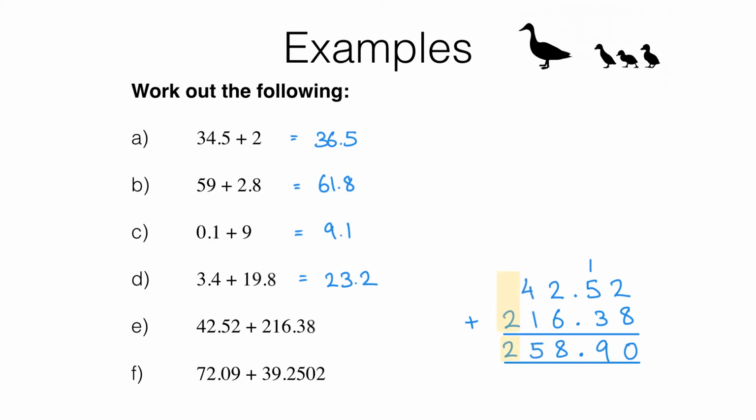So we have our answer, which is 258.90, which I can just write as 258.9. The 0 there is just telling me I've got 0 in the hundredths column of my total. And because I haven't got any further digits afterwards, I don't need this 0 as a placeholder. So I can just leave my answer as 258.9.